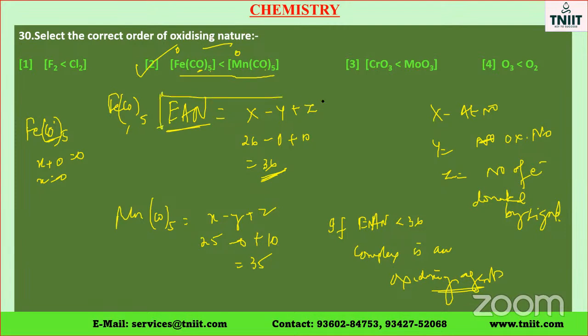EAN is not in the 12th standard NCERT syllabus, but it was in the previous syllabus. So for calculation of EAN, you can remember this simple formula: X minus Y plus Z. X is the atomic number, Y is the oxidation number, you know how to find it, I've taught you in the regular class, and Z is the number of electrons donated by the ligands. First you should find the coordination number. Here the coordination number is 5. It's a monodentate ligand, so each donates 2 electrons. So 2 into 5 is 10. All right, so the answer for this is option 2.